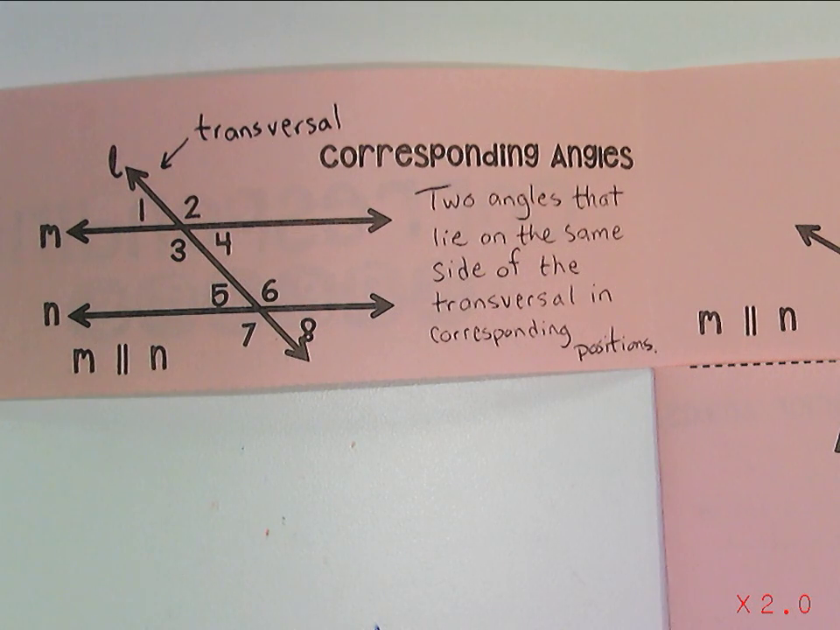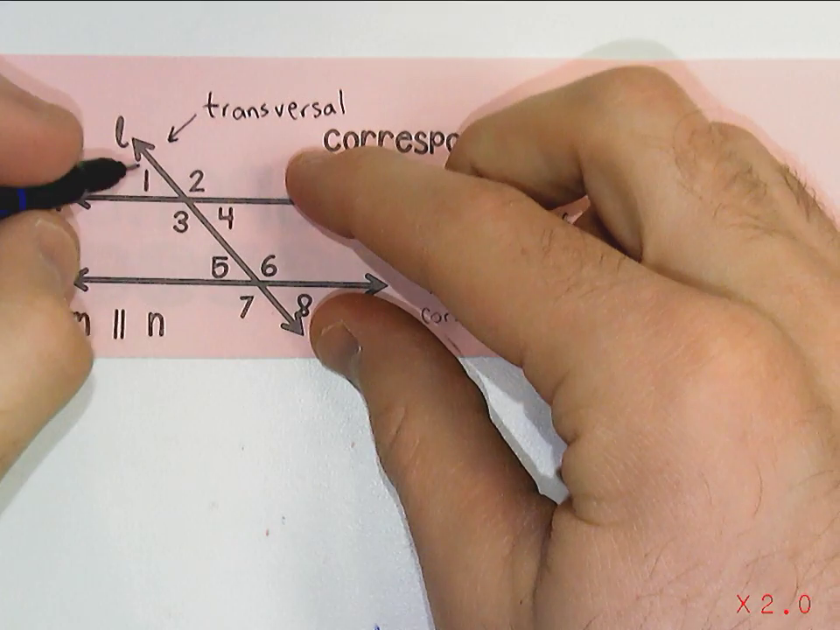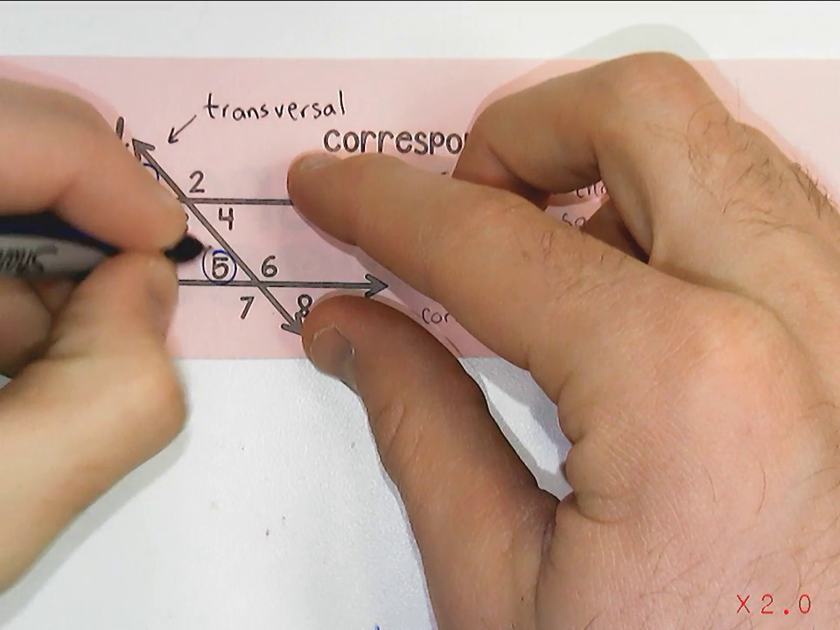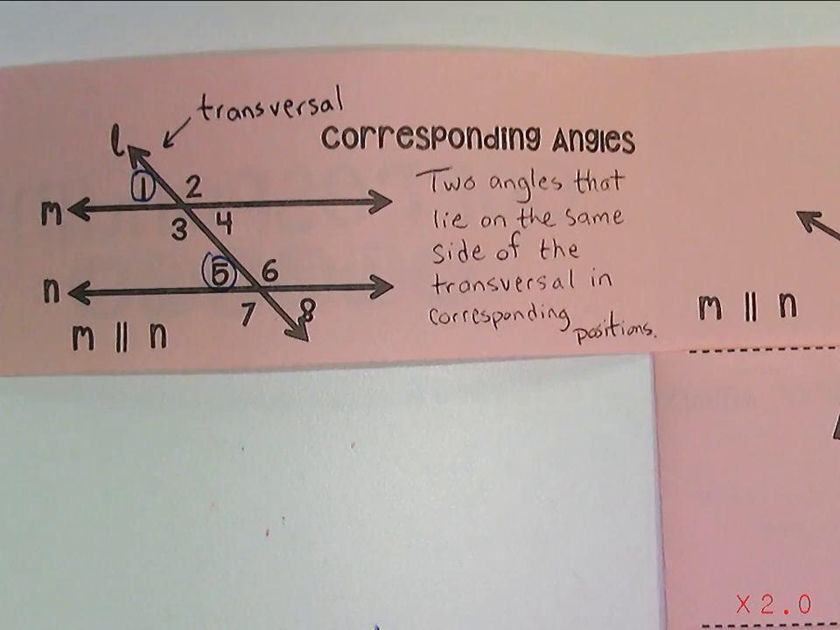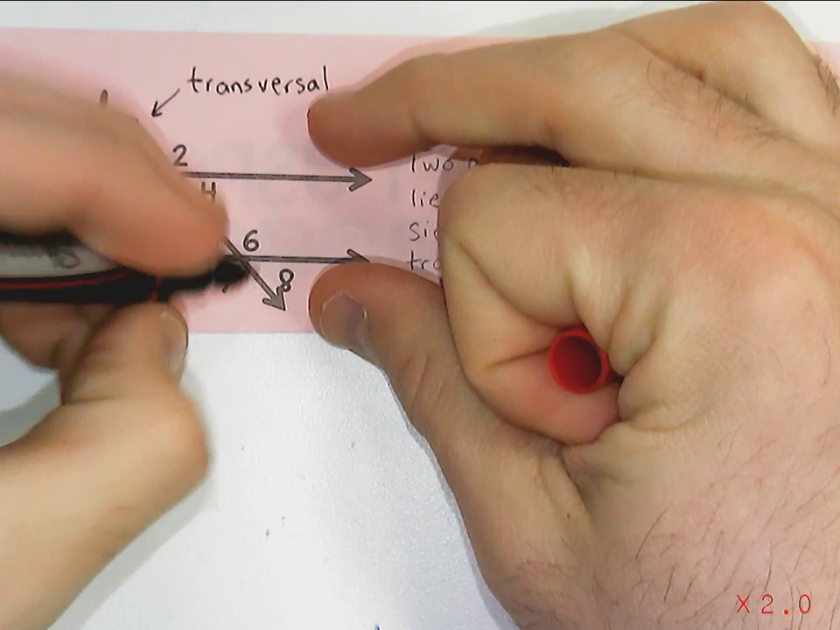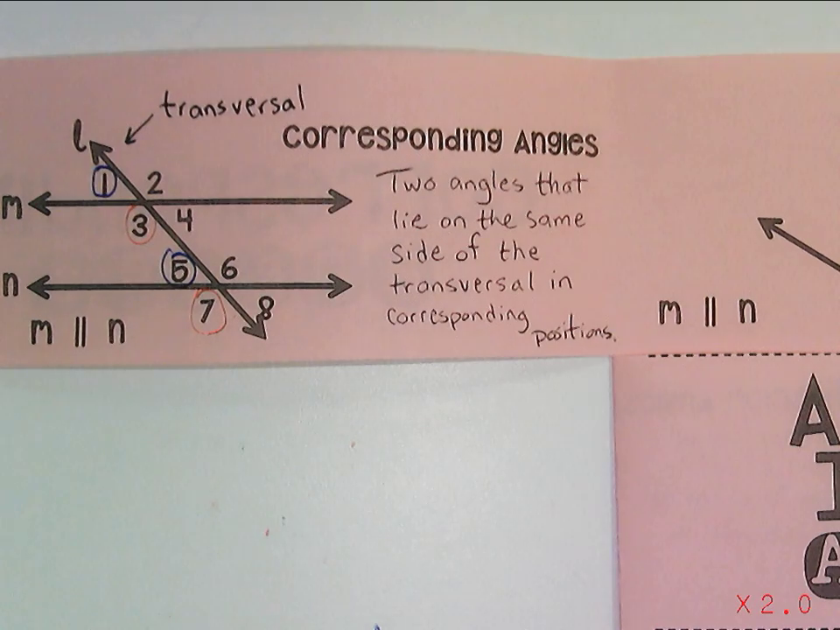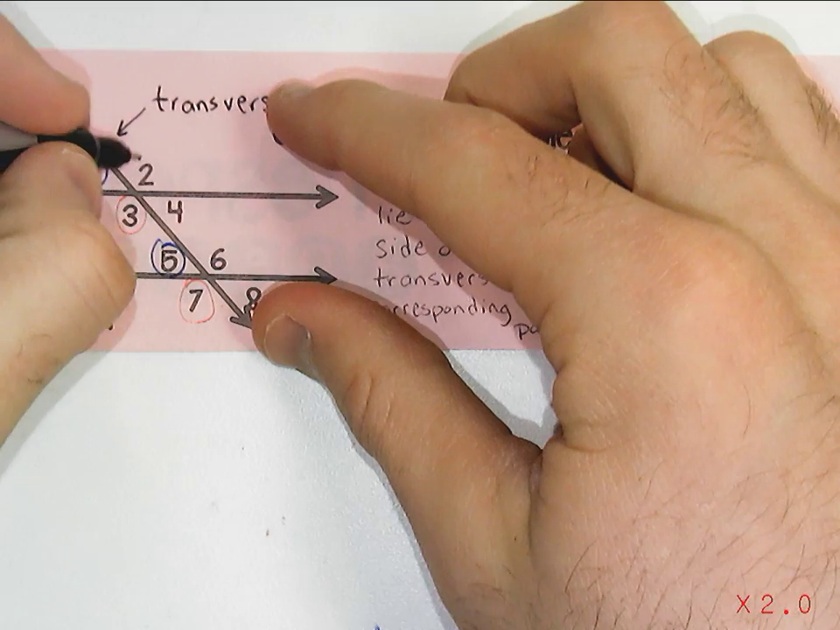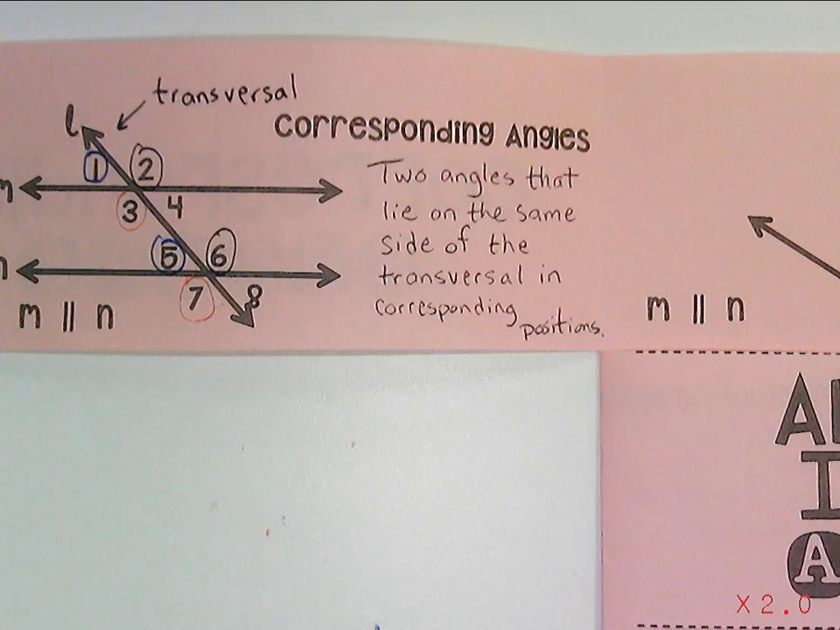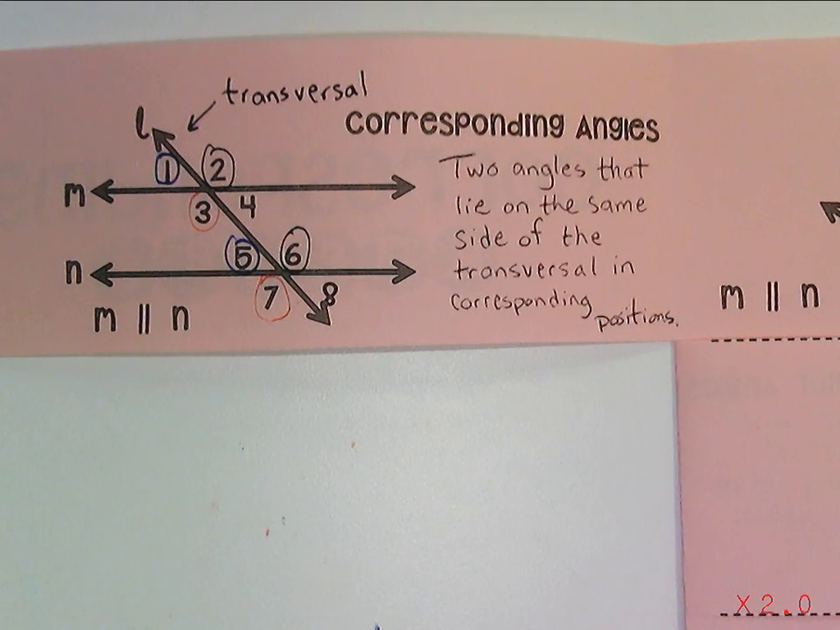So the first two angles I want to look at that follow this rule are 1 and 5. So those angles are congruent. 3 and 7 are congruent because they also meet that definition. Same side and in corresponding positions. Then 2 and 6 are also congruent, also corresponding angles. And then 4 and 8. I'm not going to circle those just so that we know that relationship there.